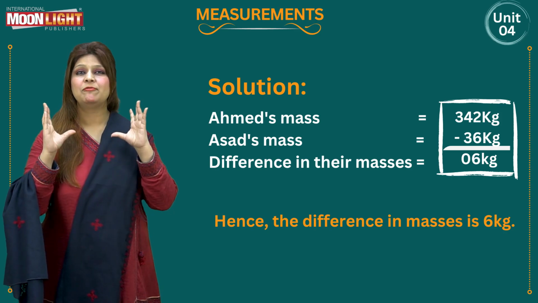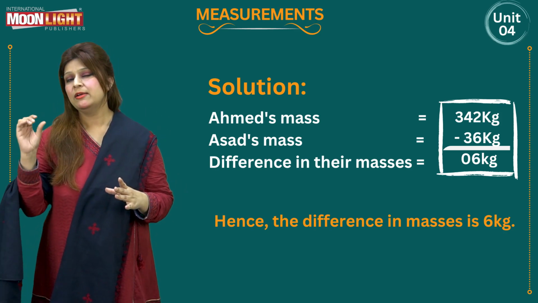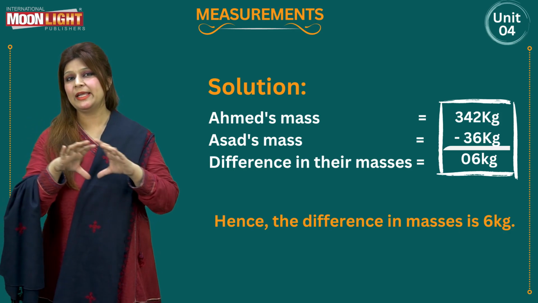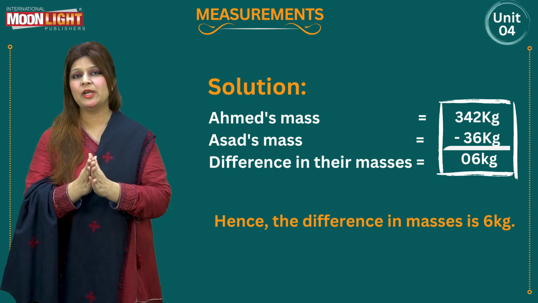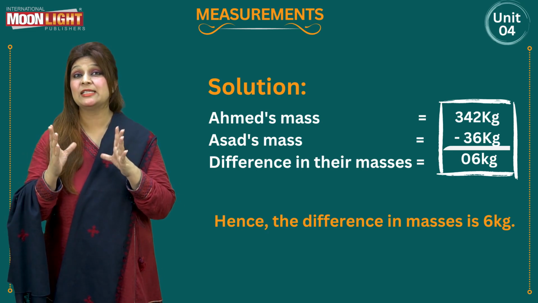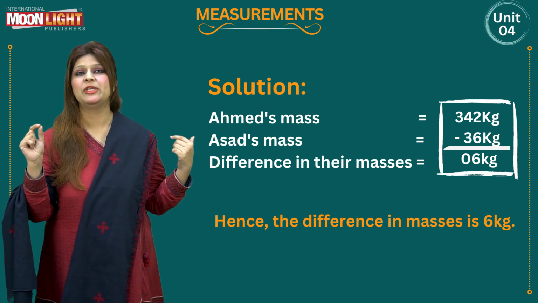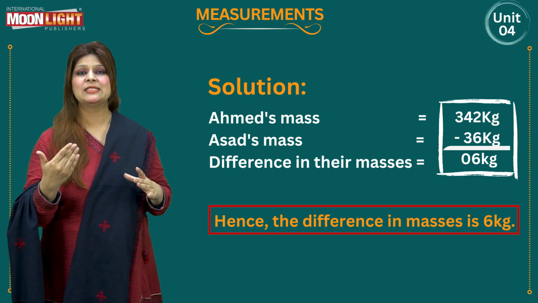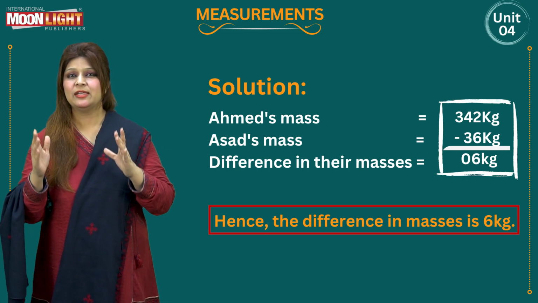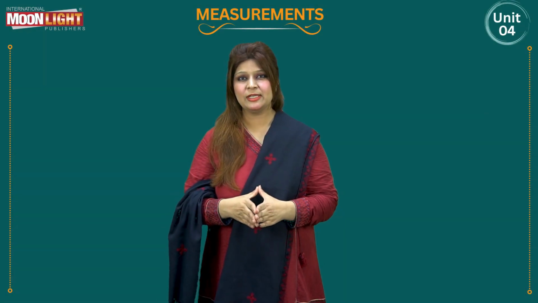So right now I have to write down my answer, and this answer will not be in any equality symbol. This will be in a simple sentence, that is whenever we are going to use sentences, we are going to write down the complete answer instead. So you are going to answer this question, what is the difference between their masses? So you are going to say, hence the difference in masses is 6 kg. So this is what you have done. Hope the procedure is clear to you guys.